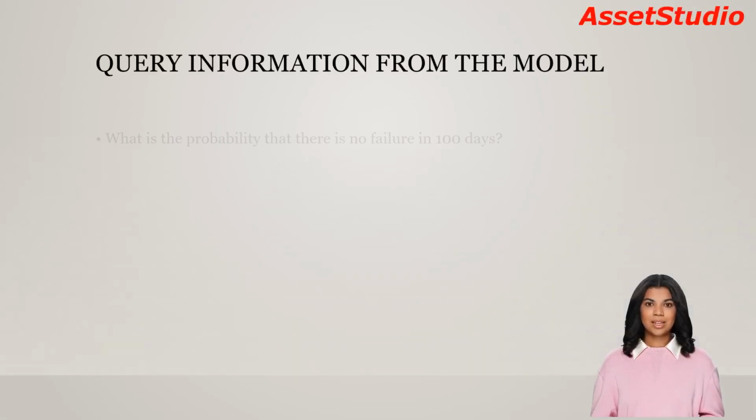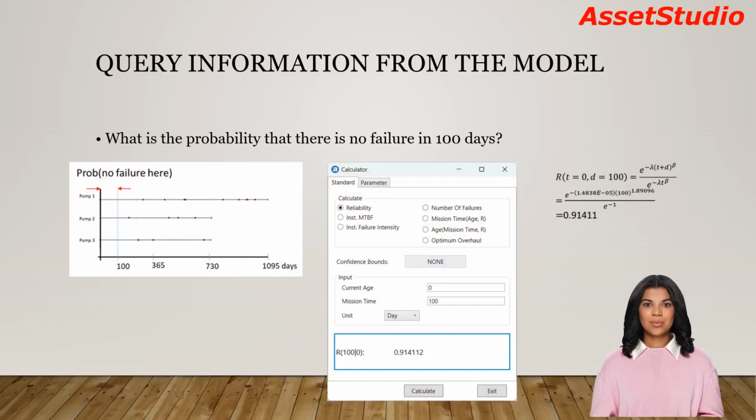Now that we have calculated the model parameters, let's address some queries concerning our reparable asset. For a new pump, what is the probability that there is no failure in 100 days? The software offers a user-friendly calculator dialog to access reliability data from the model. In this case, with the current age at 0 day and mission time of 100 days, the reliability stands at 91%.